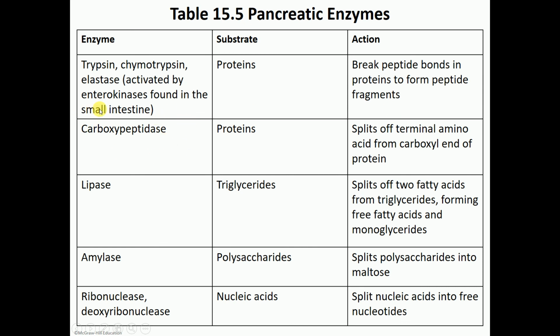Carboxypeptidase is another pancreatic enzyme that again helps in the digestion of protein, and it'll really split off that very terminal amino acid in that small peptide chain. Lipase, pancreatic lipase, digests triglycerides into a monoglyceride and 2 fatty acid chains. Pancreatic amylase helps in the digestion of polysaccharides into maltose. And then you have, last but not least, your ribonuclease and deoxyribonuclease that help in the digestion of nucleic acid into nucleotides.